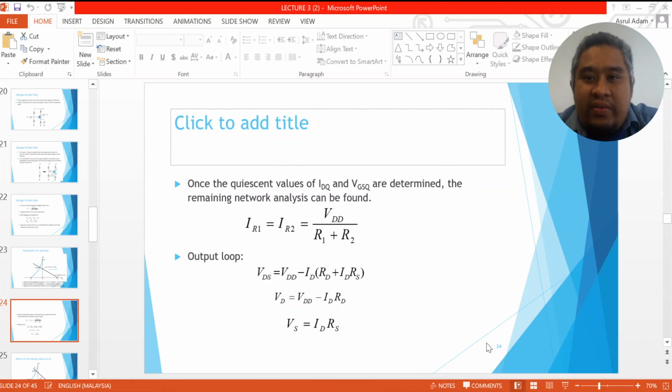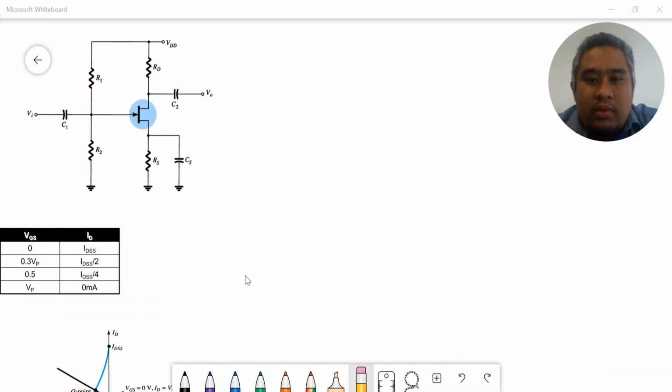Okay, class, everything clear? So I will show you one example. Open the whiteboard first. So for example, you are given the original circuit for the voltage divider bias configuration for a JFET.